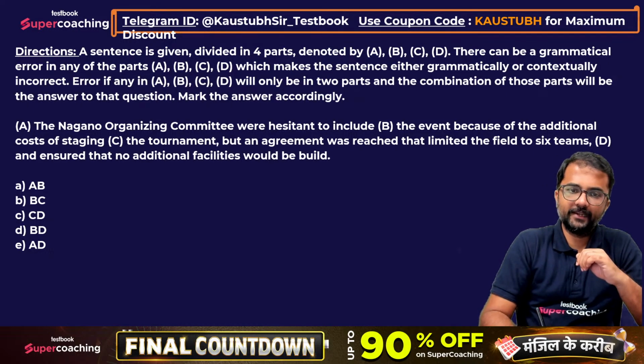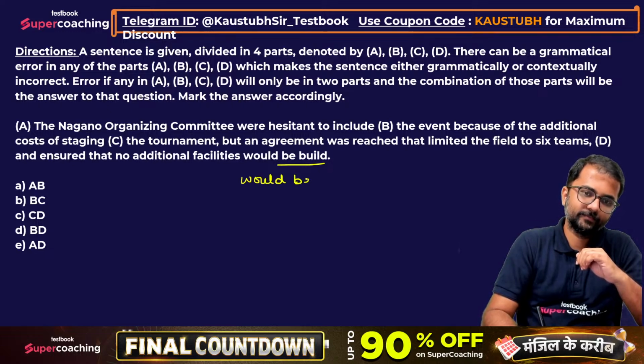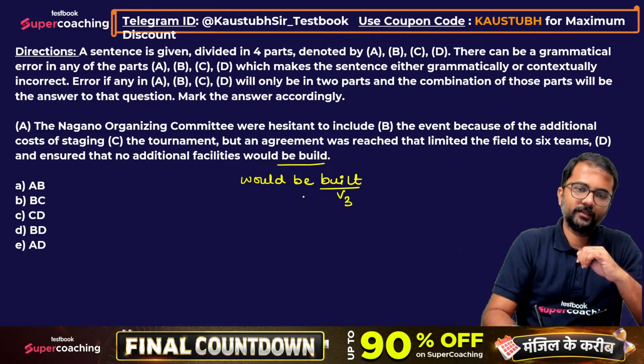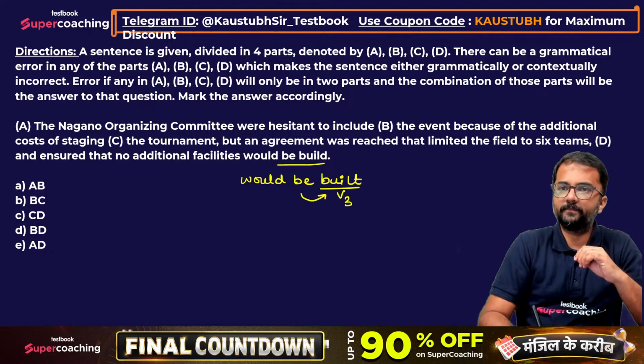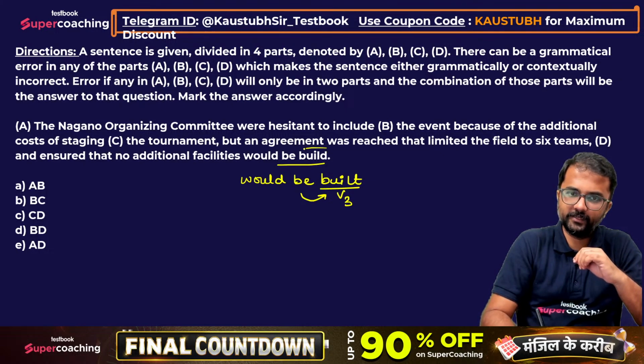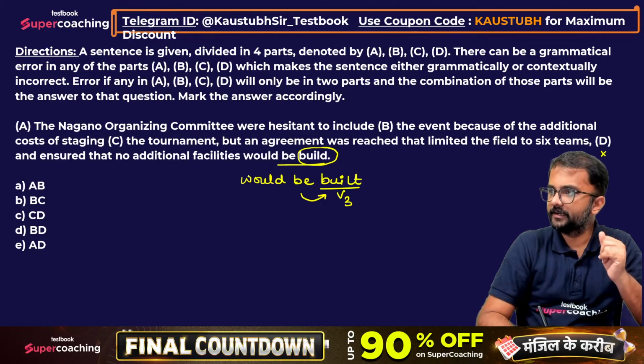Now, there is definitely an error in the last part of the sentence. Would plus B plus V3. So BUILT, built, with V3 form, because to B plus V3 is the passive structure. We need V3 form here. So D definitely has an error. And which is the next error?